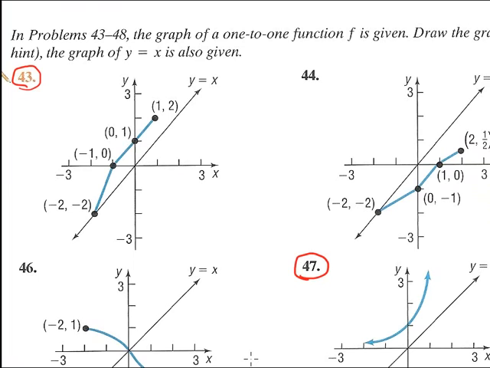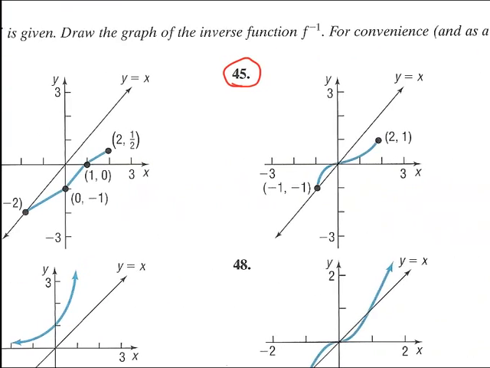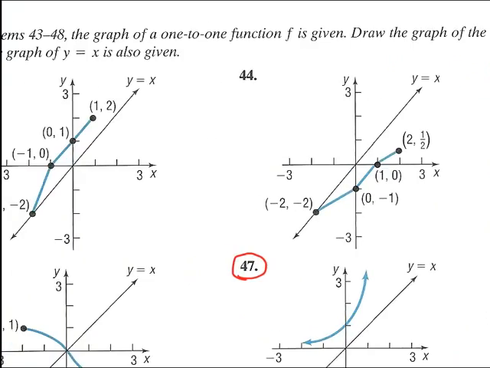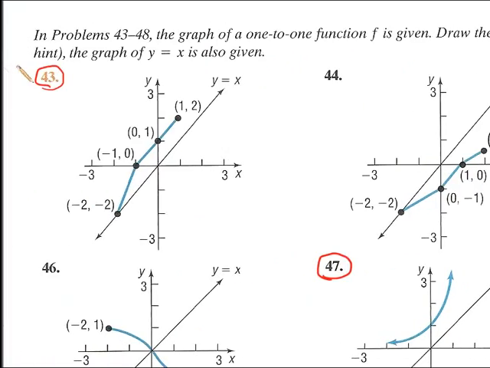This is a homework for the section 6.2. In this case, do the graph of the one-to-one function as given. Draw the graph of the inverse. For convenience, using the same axes, the graph of y equals x is the identity function. Okay, let's do 43 first.